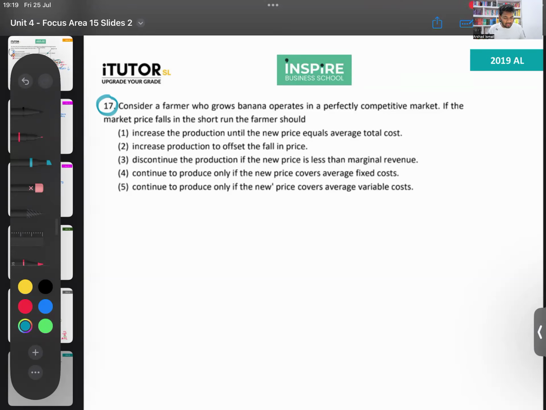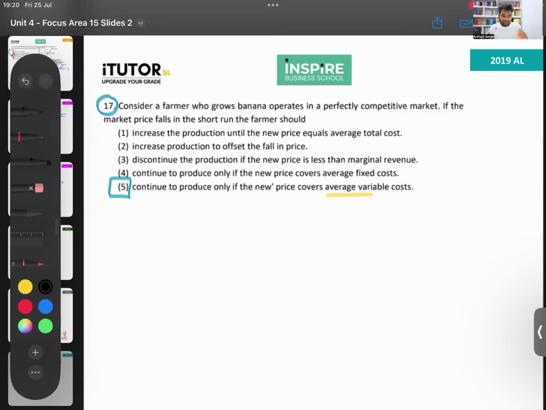Now, the price has fallen. So what should the farmer do, guys? Price has fallen, fine. That is not something that is under his control. He should continue to produce if he can do what? As long as he can cover his average variable cost. Price falling is not a problem. If you can at least cover your average variable cost, then you should still continue producing. That's answer number 5. So even if your price falls, that's not an issue. You will continue as long as you can cover your variable cost. If you can't cover your variable cost, what will you do?